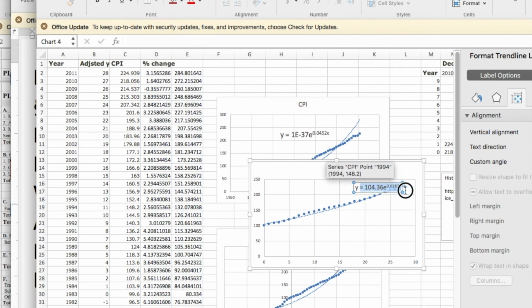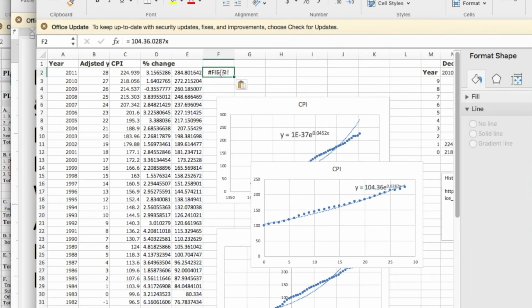This now gives me an equation that I can once again try and make a projection off of. And I face the same things I did before. 104.36 times EXP of 0.0287 times X. And X is my adjusted year, so B2. And this should give me a much better fit than the one I had before.